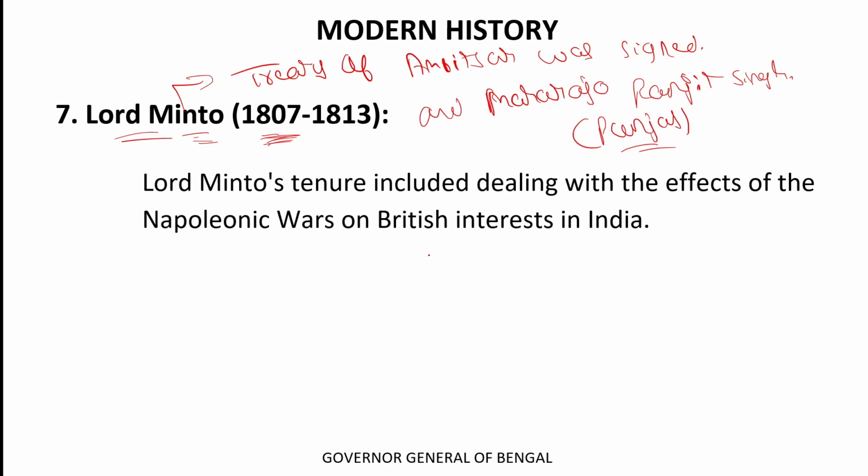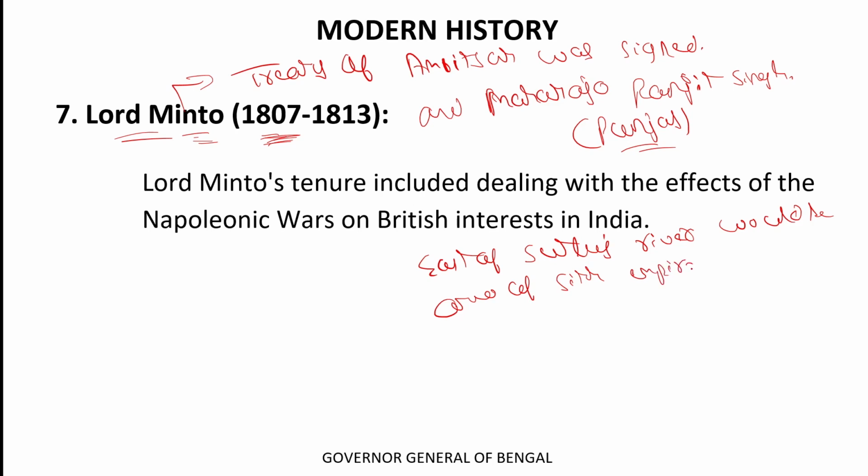As per the treaty, the east of Satluj River would be the area of the Sikh Empire. Got it? So you can say, as per the treaty, the east of Satluj River would be the area of the Sikh Empire. Got it? And basically there was one more person who played a significant role in signing of this treaty. And the person's name was Charles Ratcliffe.